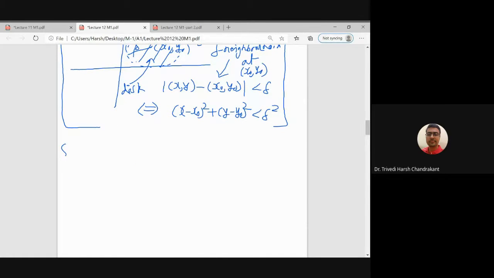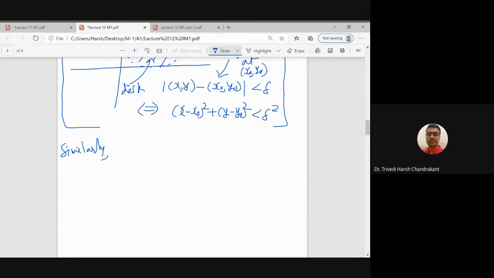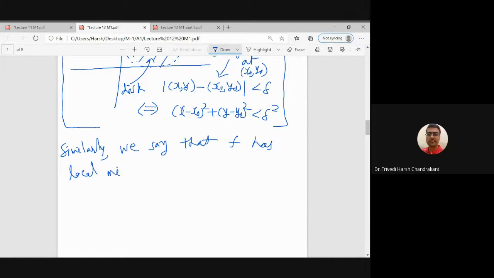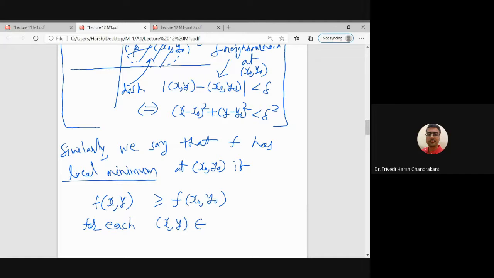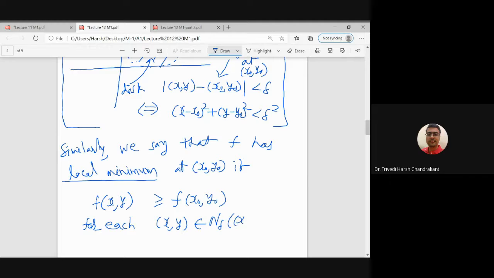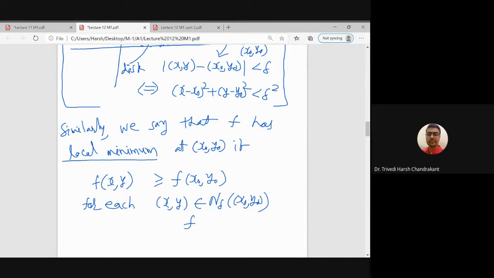So similarly we can define the function f as having a local minimum at the given point if the value of the function at x naught, y naught is smaller than the other values, right? So for some delta greater than 0.